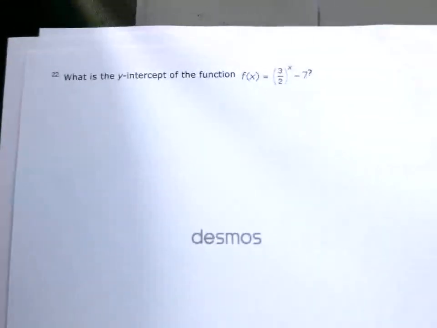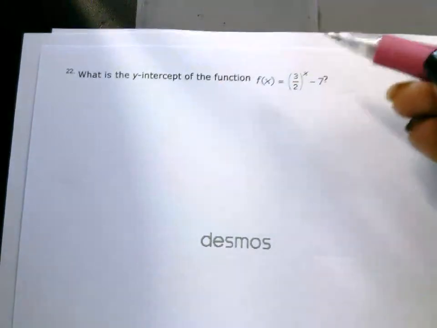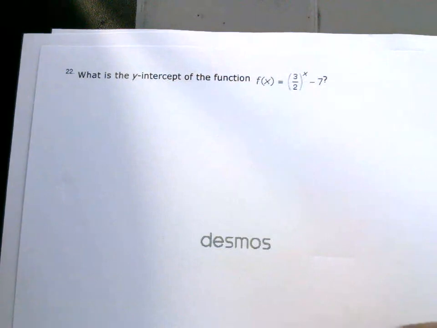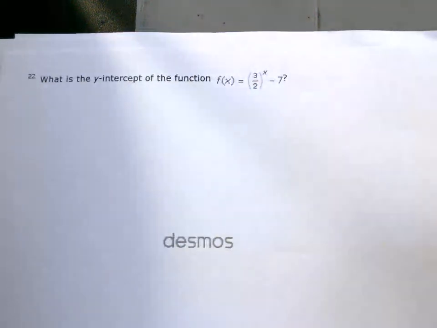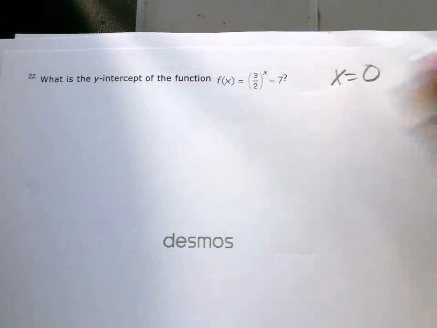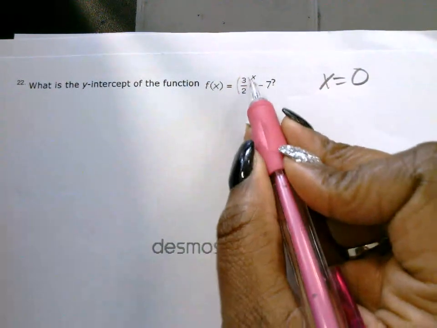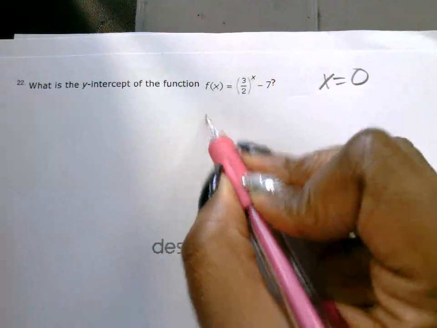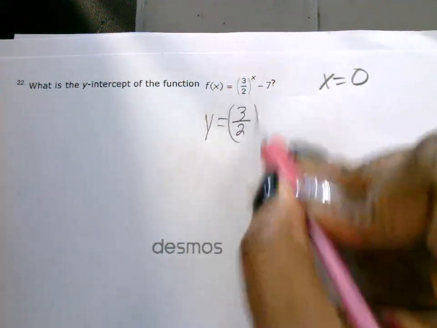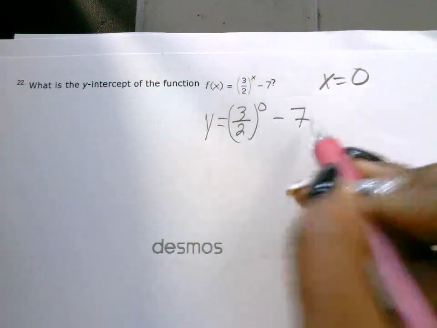What is the y-intercept of this function? Guys, don't be misled. Some of you are going to put 1 because the number that's in front of it is the y. No. The y-intercept is always going to be when x is equal to 0. So you're going to plug in 0 for x and solve. So your y is going to be 3 over 2, put it again, 0 minus 7.